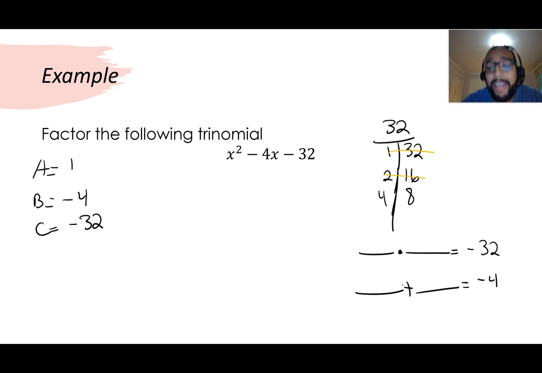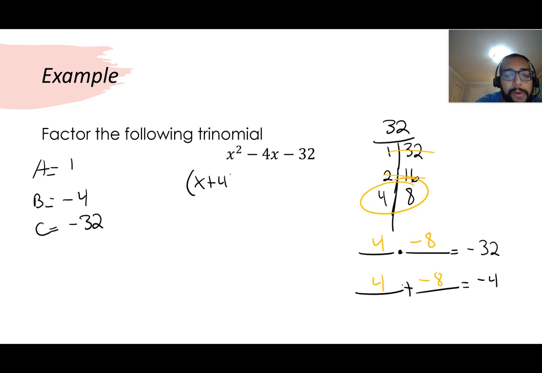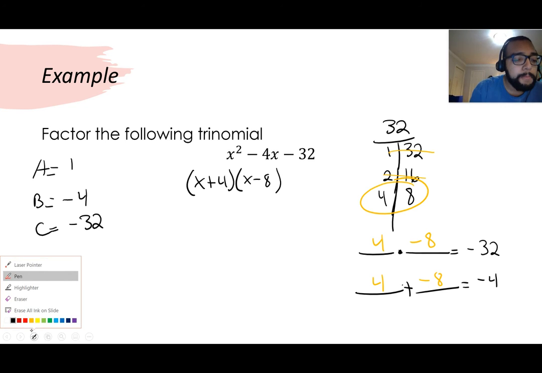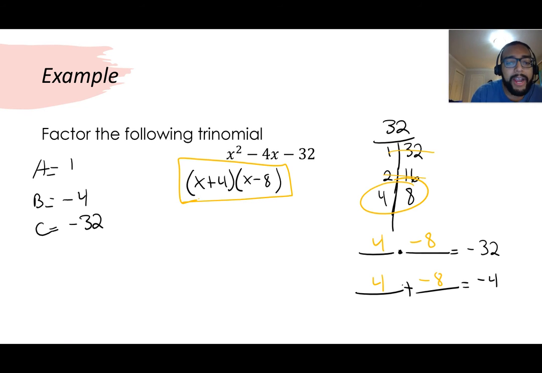4 minus 8 is negative 4. Okay, so 4 minus 8, that means my 4 is positive and my 8 is negative. But does that satisfy the top condition as well? 4 times negative 8 is negative 32. Awesome. That's great and all. How does that help us? Well, we can now rewrite this trinomial to say x plus 4 and x minus 8. And I'm going to claim that that's the factored form, that those two expressions are equal.